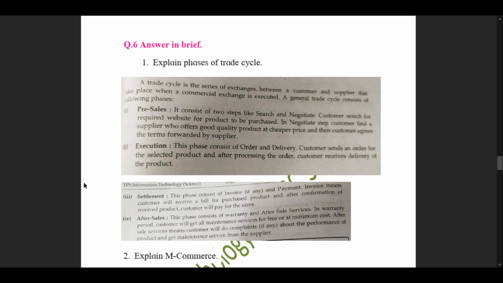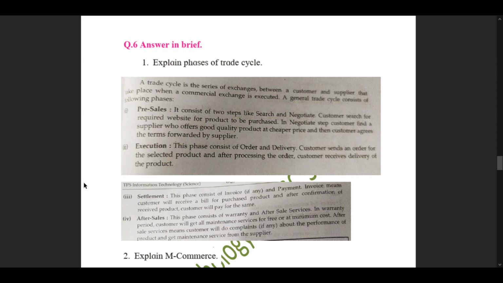Third phase of the trade cycle is settlement. This phase consists of invoice, if any is possible, and payment. Invoice means the customer will receive a bill for the purchased product, and after confirmation of the received product, the customer will pay for the same. Then we have our fourth phase.